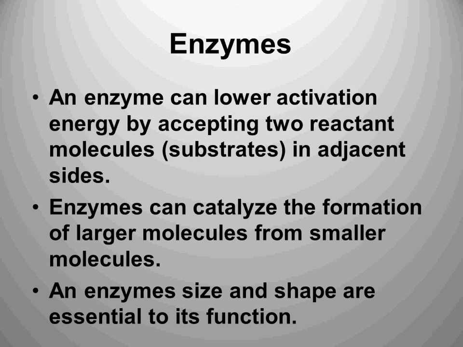Enzymes have the ability to form larger molecules from smaller molecules, or the very opposite. It can take smaller molecules and make larger molecules out of it. It's the enzyme size and shape that make it function the way that it does. So if its size changes or its shape changes, the enzyme itself won't be able to do the job it was intended to do.